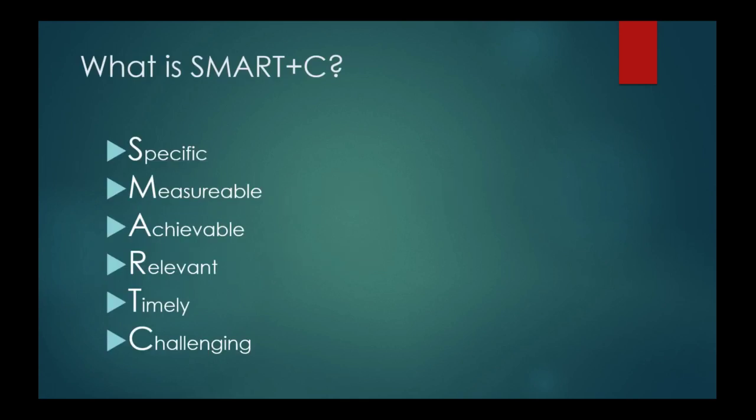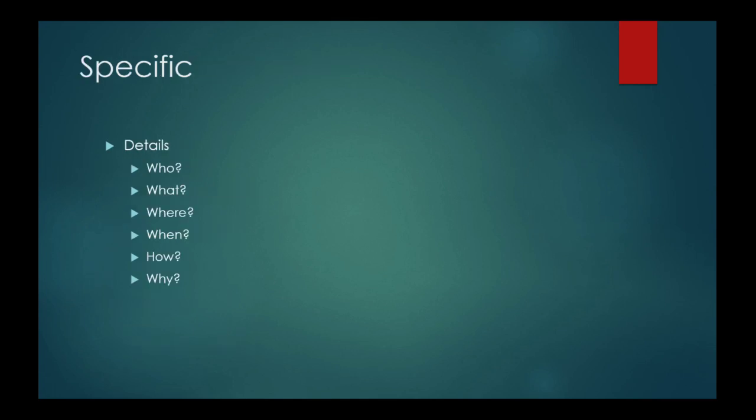What are SMART plus C objectives? SMART plus C is an acronym for specific, measurable, achievable, relevant, timely, and challenging. We're going to talk about what those items are. So specific, those are the details within the objective. The who, what, where, when, why, and how are sometimes put into these specifics within an objective.